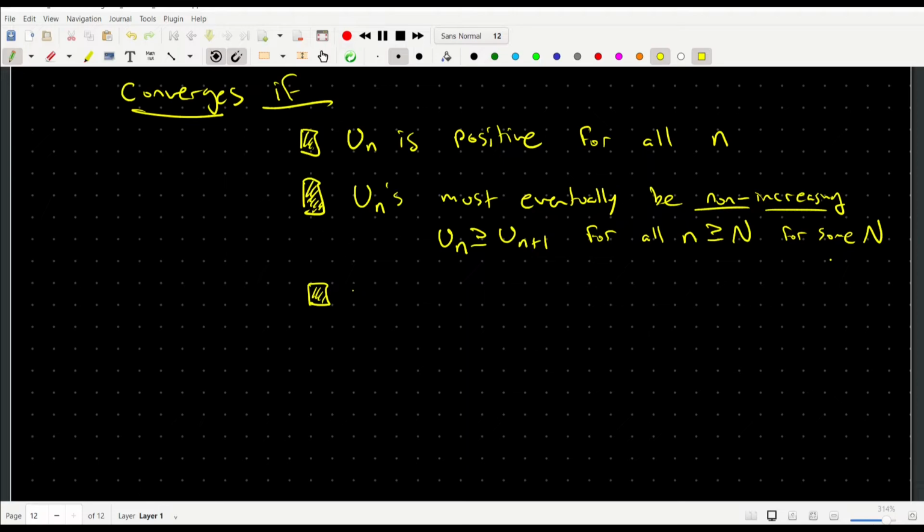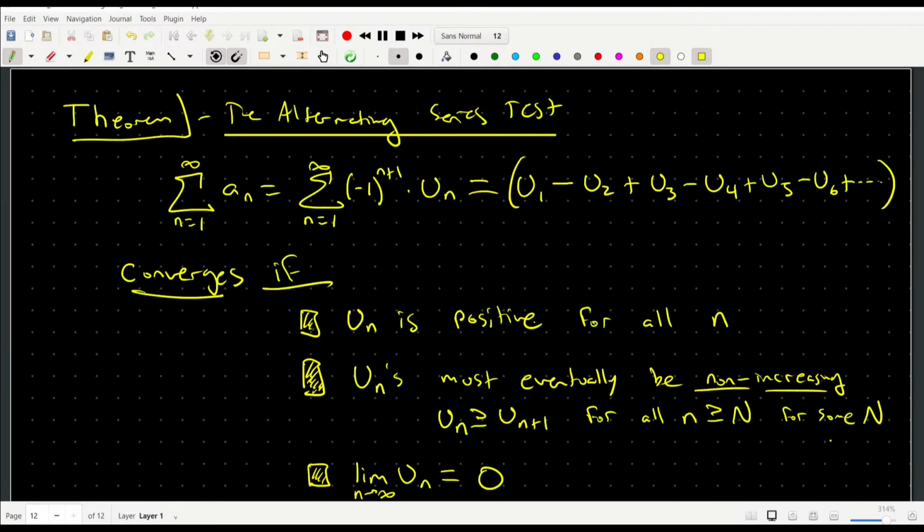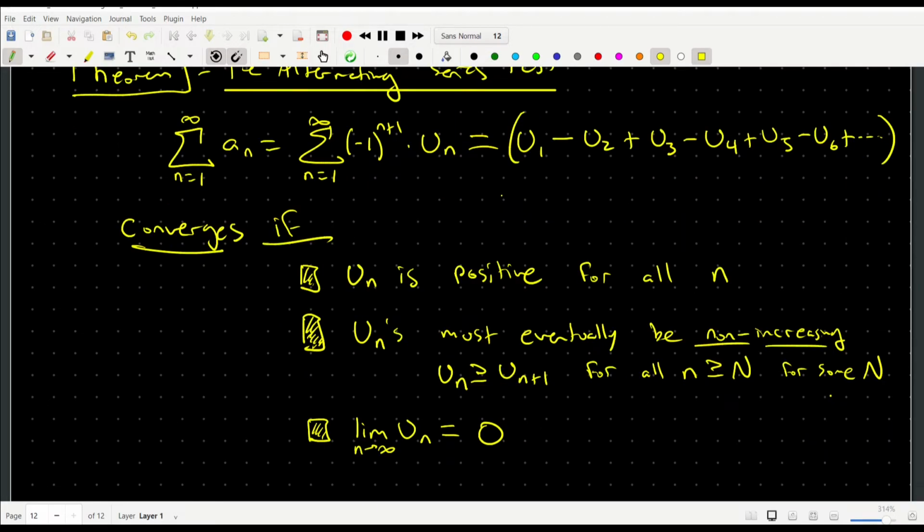for all n greater than or equal to some integer N. And the last condition comes from the fundamental convergence criterion. The limit of these terms, as n goes to infinity, must be equal to 0. But as long as all these three things are satisfied, we have that any alternating series in this form will in fact converge.